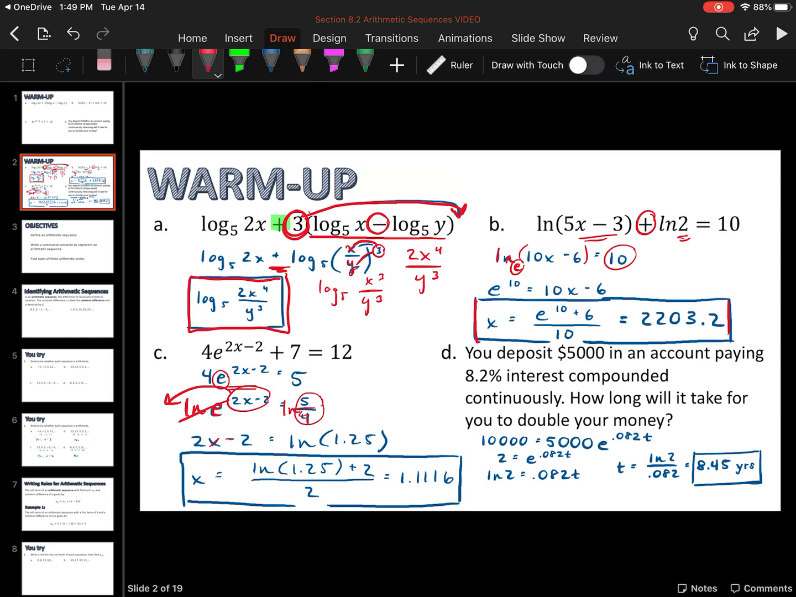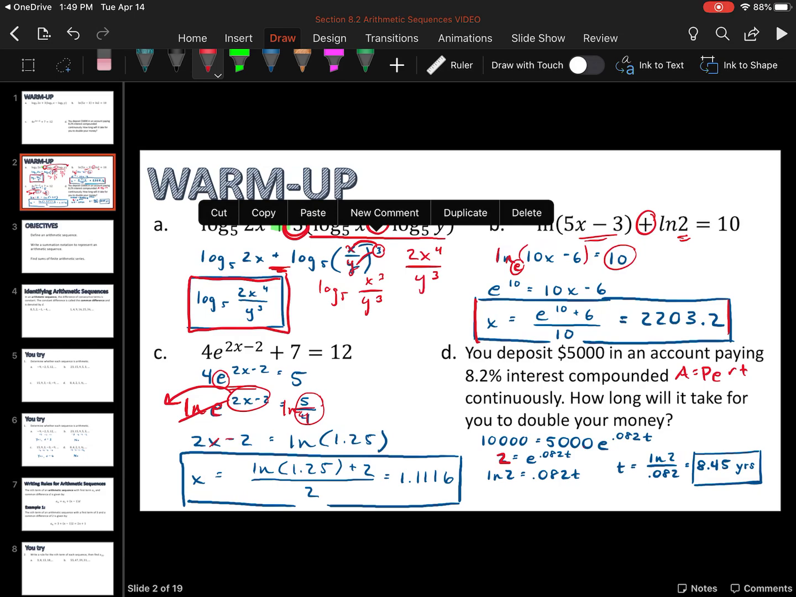For the last one, it's an application problem. It says you deposited $5,000 into your account, compounds continuously, so that means we're using our Pert formula here. Your principal is 5,000. You're looking to double it, so you're going for 10,000, and then you divide by 5,000 on each side, so you get 2 there. Take the natural log of both sides because we have a base of e, so you get ln of 2 equals 0.082t. Divide by 0.082, and you should get 8.45 years. Okay, so there's your warm-up.